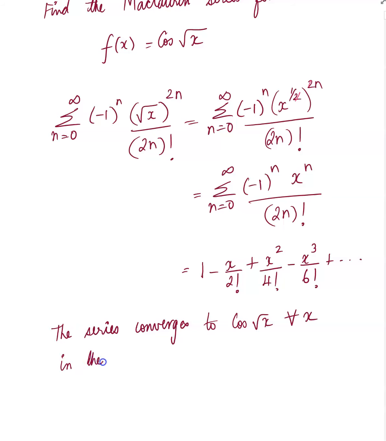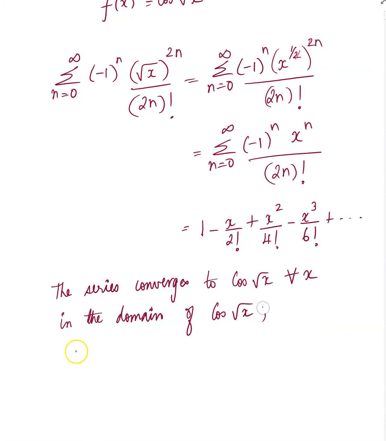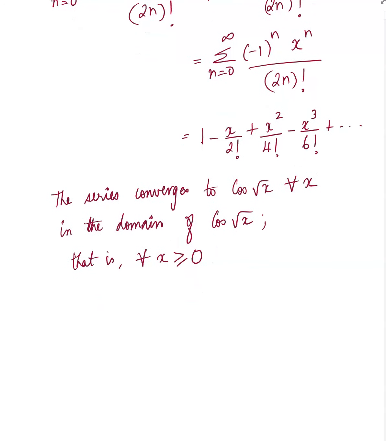For all x in the domain of cosine square root of x. That is, it's for all x that is greater than or equal to 0, because you can have square root of 0 and cosine 0 is good. You can't have a negative radicand. So even though cosine can have a negative angle, you can't have a negative radicand, therefore x has restrictions. Okay? So we got that.